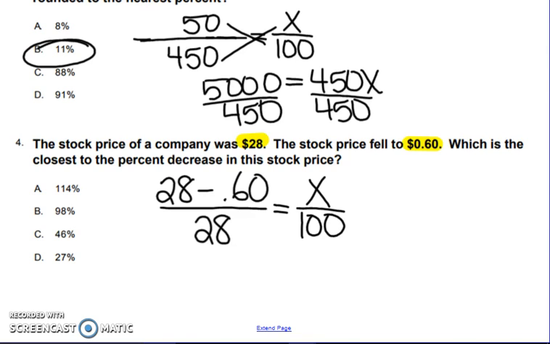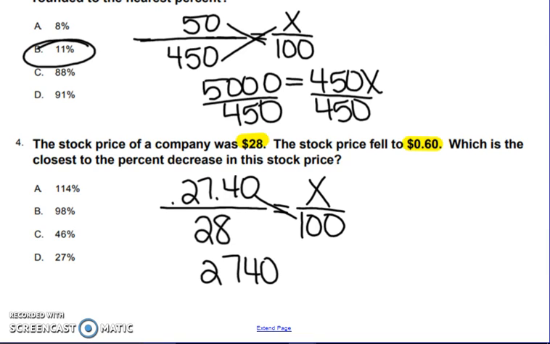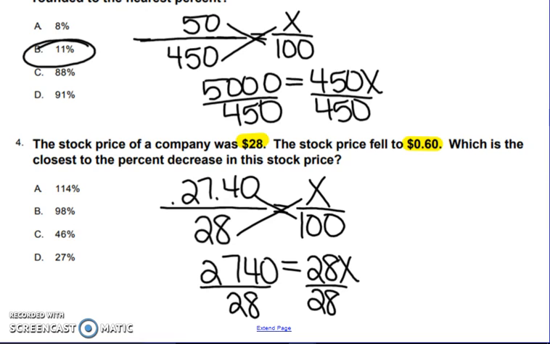Before we multiply and divide, I am going to take my numerator up here. I'm going to do exactly what it says to do: 28 minus 0.60, which leaves me with 27.40. I'm going to go ahead and multiply that. That leaves me with 2,740. And then I'm going to multiply 28 times x. I'm going to get 28x. I like to say this is everybody's favorite step. Divide by the coefficient, and when you divide, you are left with 98%.